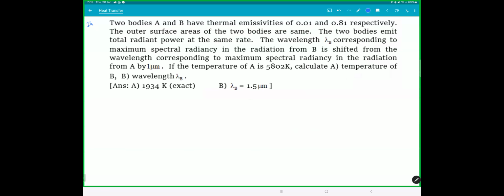Let's get this. Two bodies A and B have thermal emissivity 0.01. Thermal emissivity is that E value. Read this. I'll give 2-3 minutes.